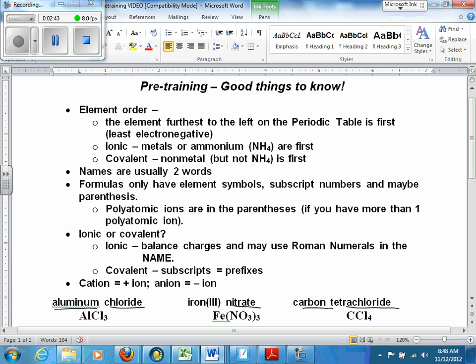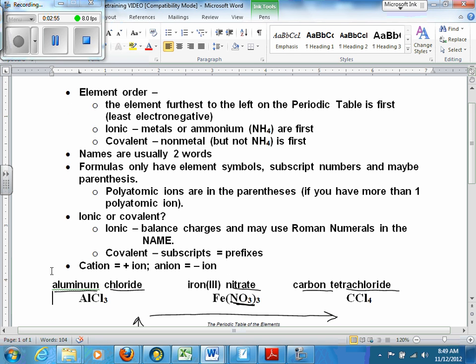Polyatomic ions are in the parentheses. Again, we're going to be talking about those. NO3 is nitrate. The only thing that you will find in parentheses are polyatomic ions. The reason that we do that is that sometimes we have more than one polyatomic ion, so we have to make that notation on the outside of the parentheses.